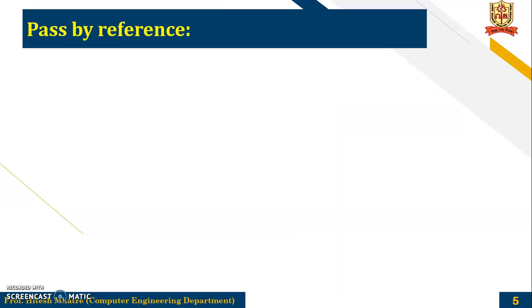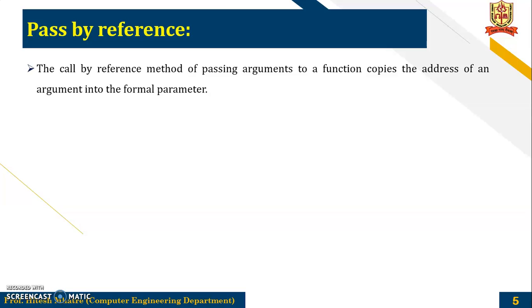Then the solution for this is pass by reference. Now the call by reference or pass by reference method of passing an argument to the function copies the address of an argument into the formal parameter. So instead of values, your address is passed.